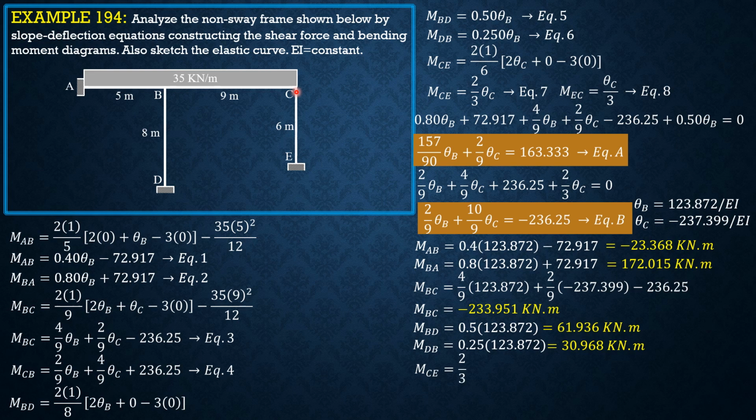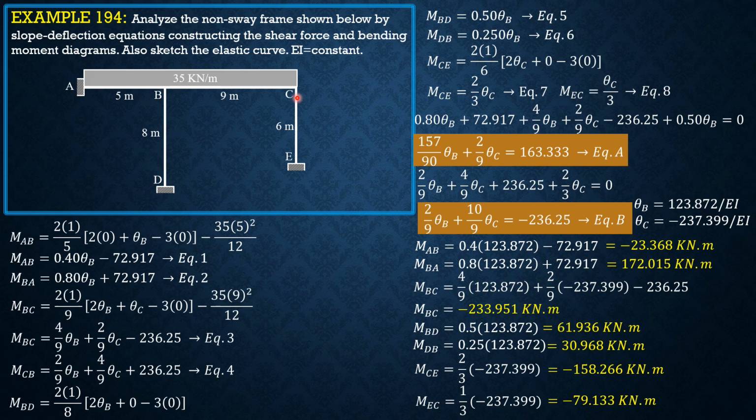MCE is 2/3 of theta C, so negative 2/3 of negative 237.399, negative 158.266 kilonewton meter. So if MCE, or moment at C, is negative 158.266, then MCB is positive 158.266. MEC, on the other hand, is 1/3 of theta C. So it is equal to negative 79.133 kilonewton meter.